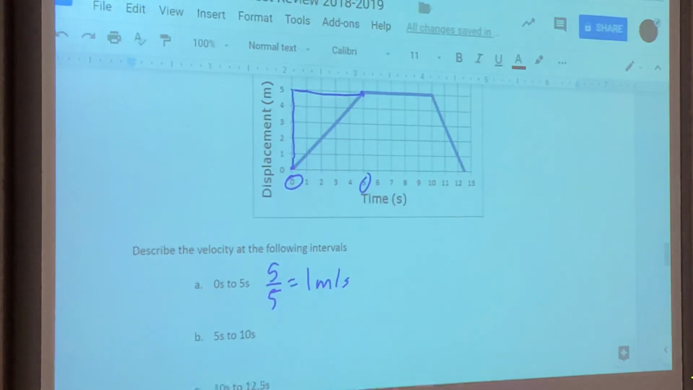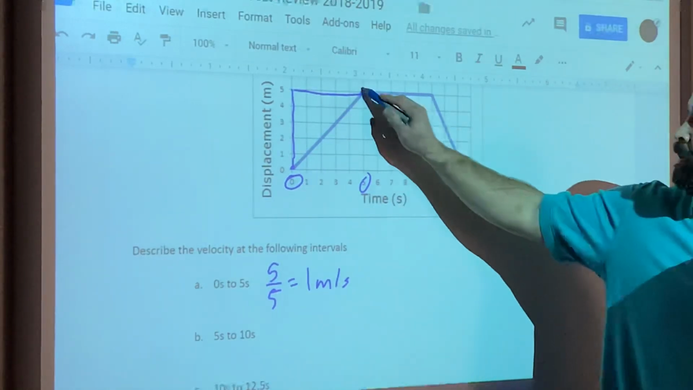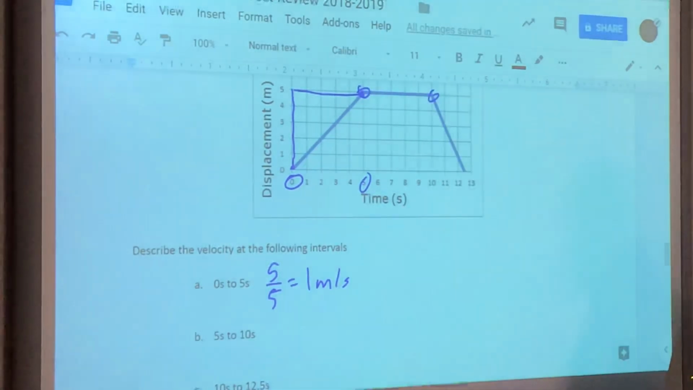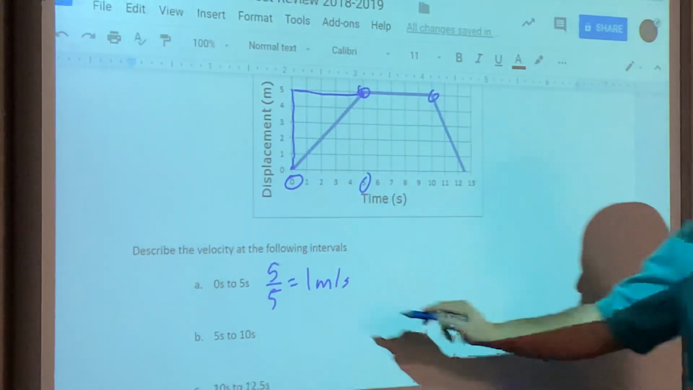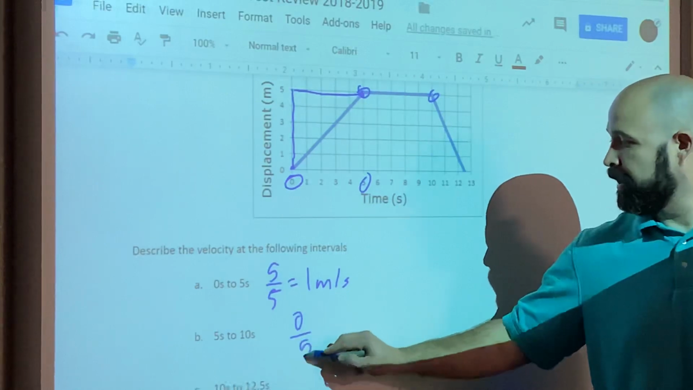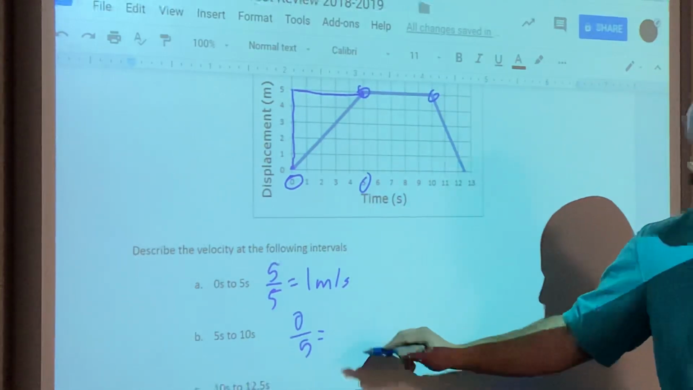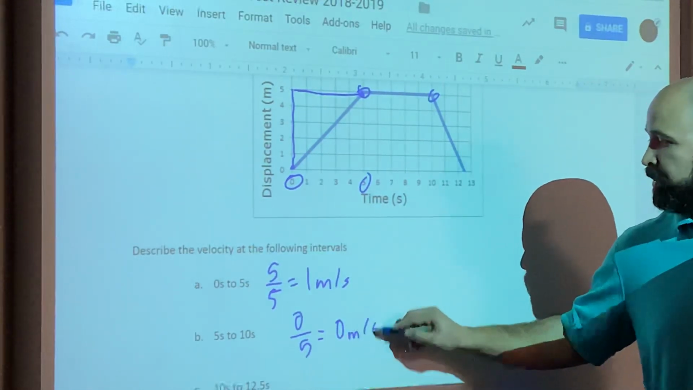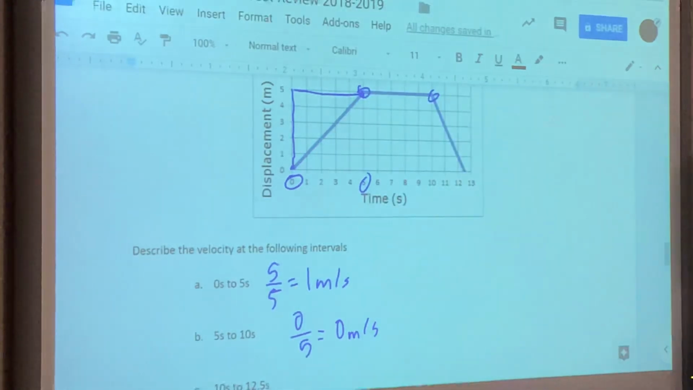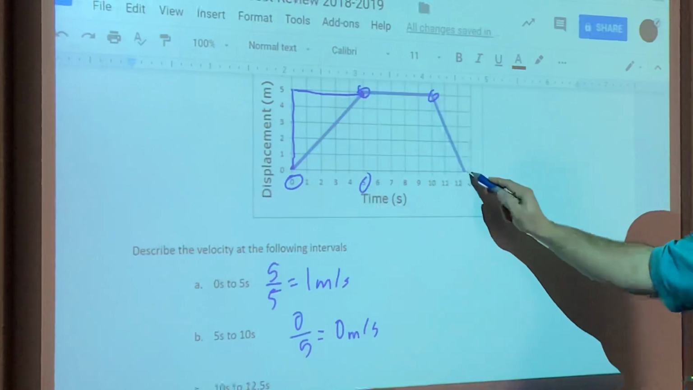Just like that. And then from 5 to 10, from this point to this point, is there a rise? No, right? So it's going to be 0 divided by 5, which is going to be 0. So the velocity right here is 0. It's not moving.